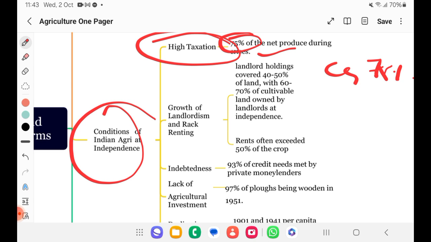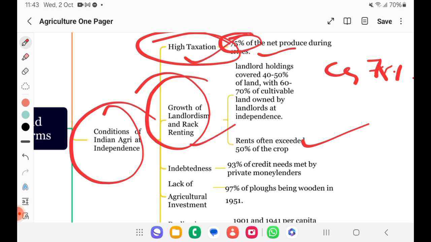So this was a problem. Landlord holdings covered 40 to 50% of land, with 60 to 70% of cultivable land owned by landlords at independence. Rent often exceeded 50% of the crop. So taxation, separate renting also. So land was rented, right? So one is high taxation, someone who has land. Someone who doesn't have, first thing is landlordism and rack renting.